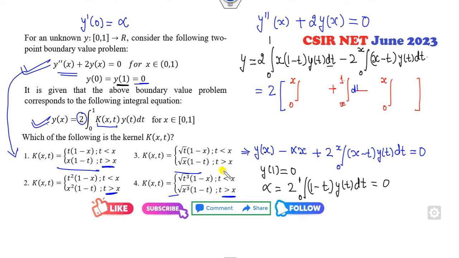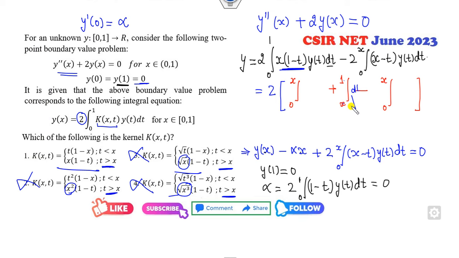What is the function here? You can check about that. This is the x square, cancel out. This is the root x, cancel out. This is cancel out. Fine. Now you can see about the first option, whether the first option is correct or not. What is the answer of this? Here, x into t minus 1.